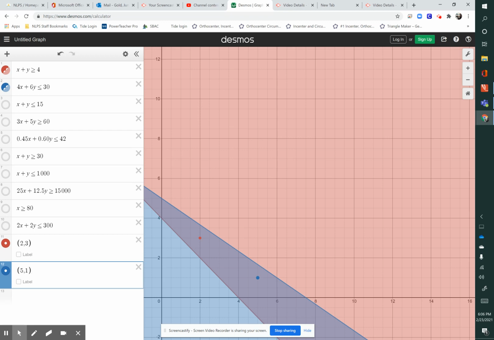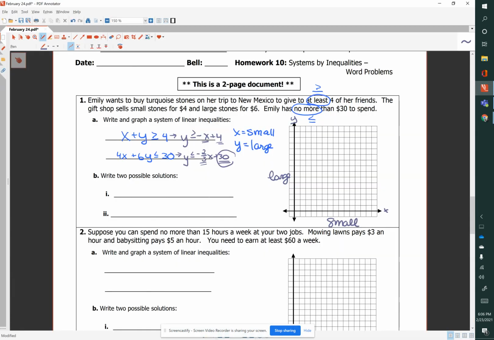So let's write that on our notes. 2 possible solutions would be 2 small and 3 large. Another possible solution would be 5 small and 1 large.